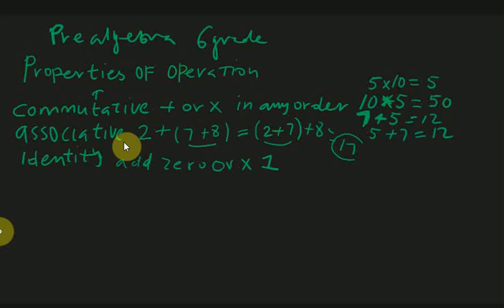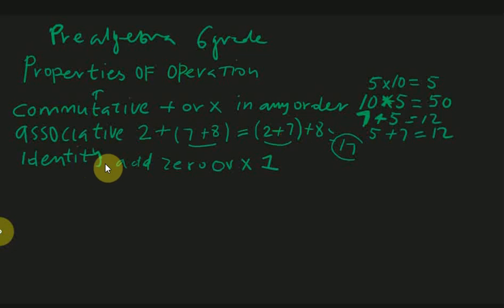What about the associative property? Let's say you have 2 plus 7 plus 8. I can group the 2 and the 7 inside, and take the 8 outside, but still I get 17. Or if you write it this way, you bring the 7 and 8 inside, and here you bring the 2 plus 7 inside. Still you get the same answer. It's called associative.